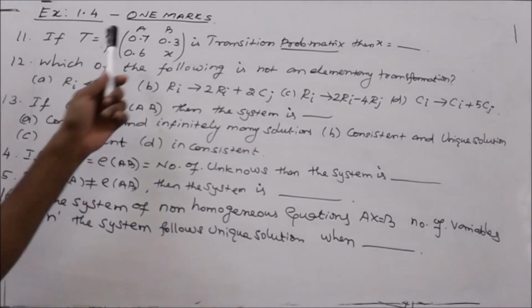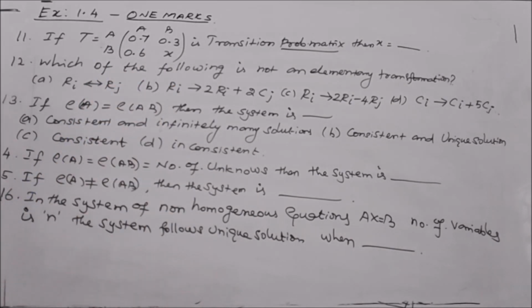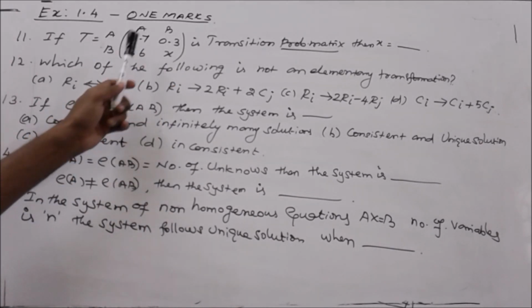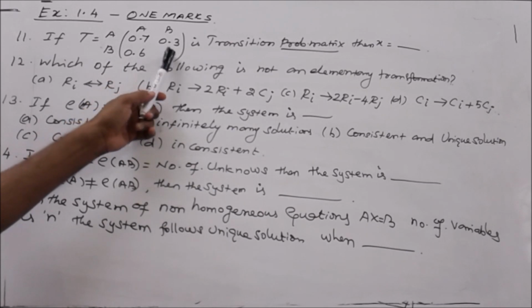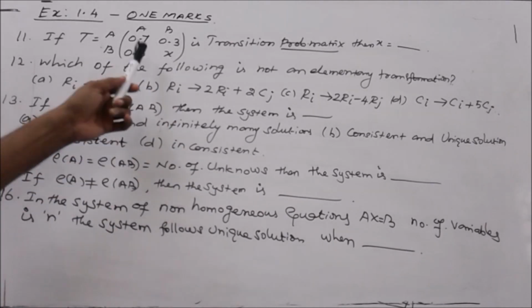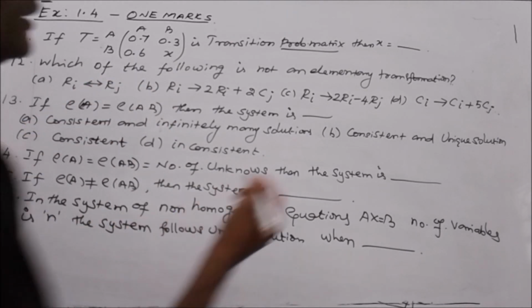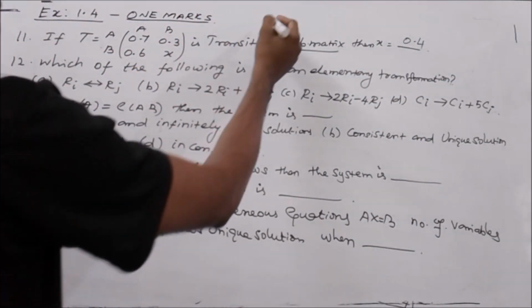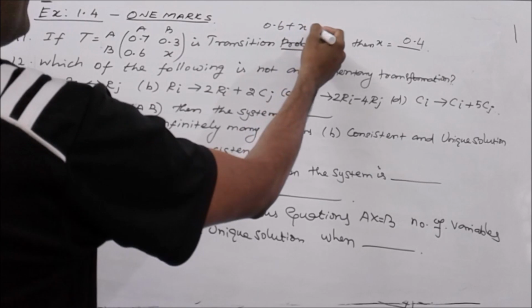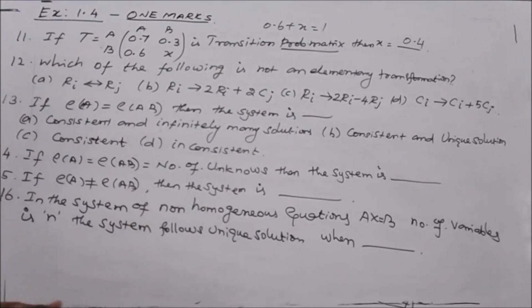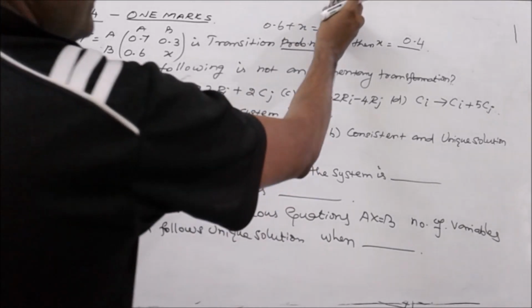And in this case 0.7 plus 0.3 equal to 1. Similarly, 0.6 plus 0.4, if it appears, will be equal to 1. So the value of x is equal to 0.4 because the sum of these two entries will be equal to 1. 0.6 plus x is equal to 1. So x is equal to 1 minus 0.6, that will be equal to 0.4. So x is equal to 0.4.